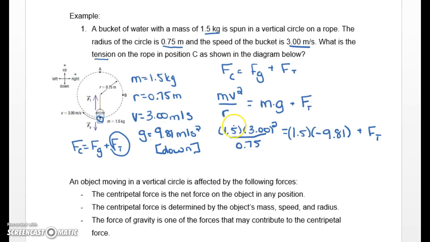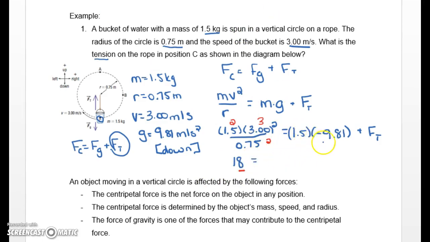So go 1.5 times 3.00 squared, and then divide it by 0.75. Just be very careful that this square only applies to the 3, so you might need to include some brackets in your calculator. But if you plug it into your calculator, we should actually just get an answer of 18. And I will account for my sig figs here. I've got 2 sig figs in the 1.5, 3 in the 3.00, and 2 in the 0.75, meaning my answer will just have 2 sig figs. So that actually worked out really nice.